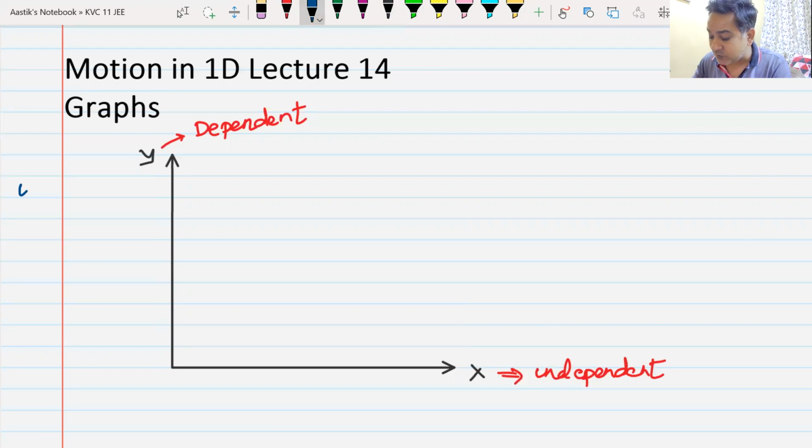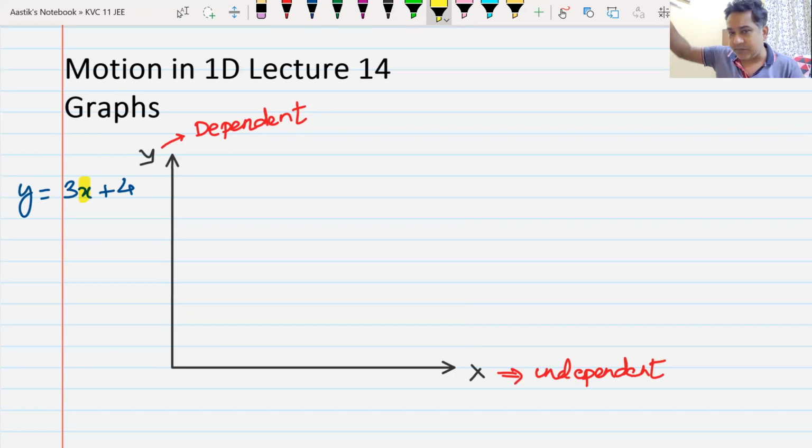For example, if I write an equation y is equal to 3x plus 4, and if I ask you to draw a graph for this, what you will do is start putting values of x. You will put x as 0, then x as 1, x as 2, x as 3, and get the value of y, and then you will plot the values and join them with a free hand. That is why you have given arbitrary values, or independent values, or whatever you wish, to x, and from those values of x, you have calculated the value of y.